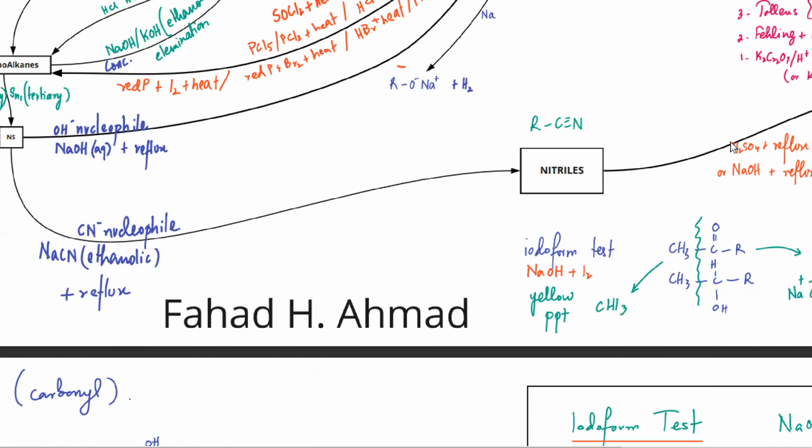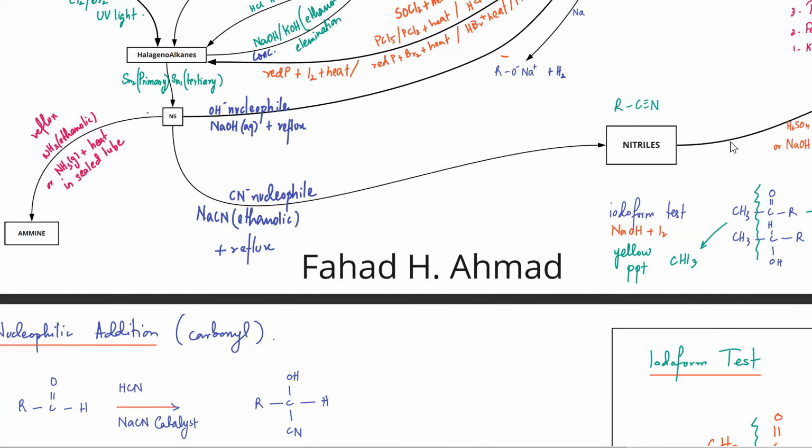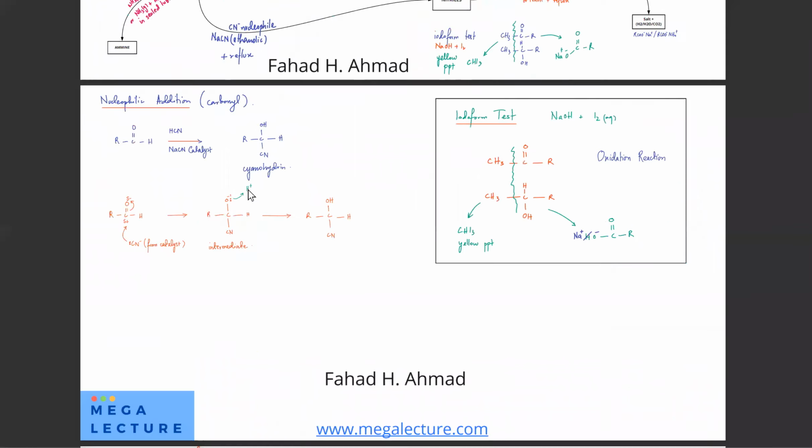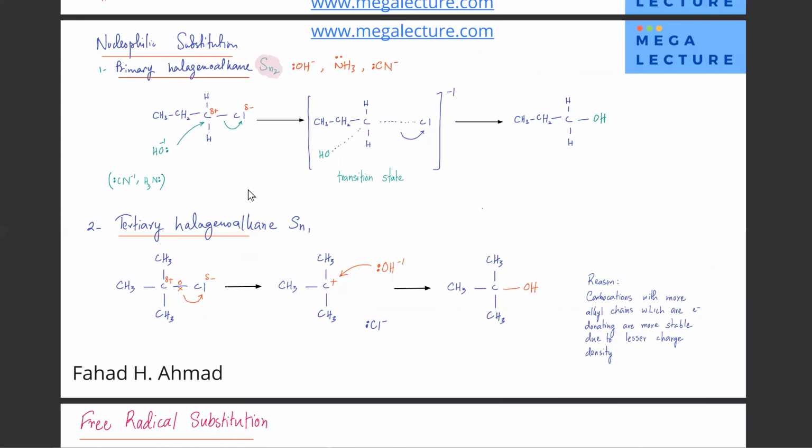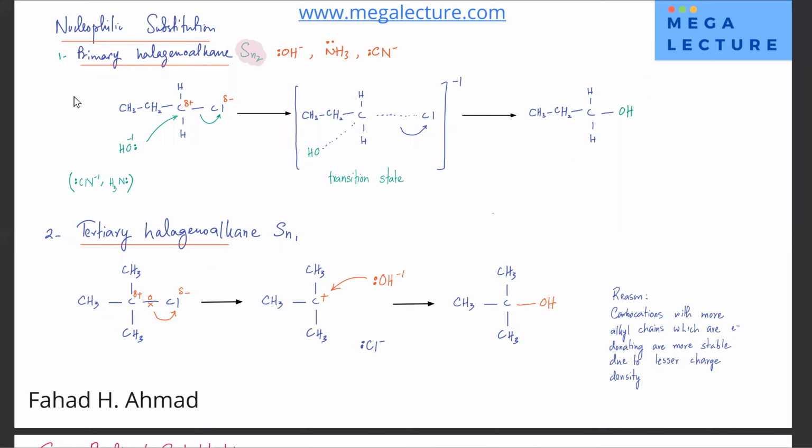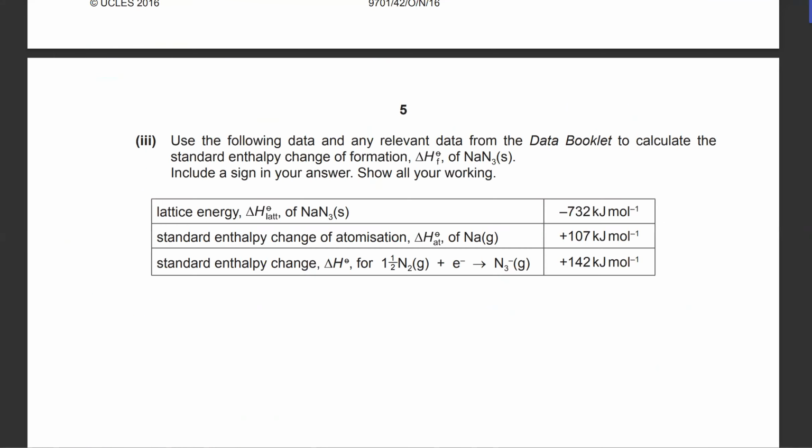Plus, how did nitriles form? Nitriles formed when there was nucleophilic substitution of halogenoalkanes. CN-1 came in and it substituted the halogen. So CN came in, that's a nitrile. It was the SN1, SN2 mechanism, where the nucleophile OH-1 or CN-1 or NH3 would attack the carbon and come in and replace the halogen. Is that clear? That's what nitriles are.